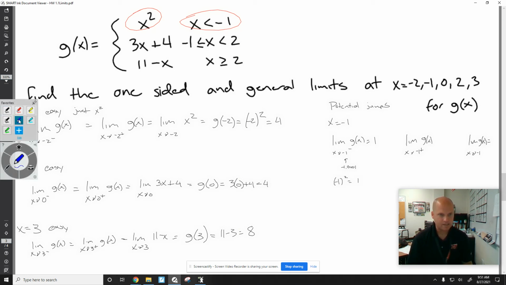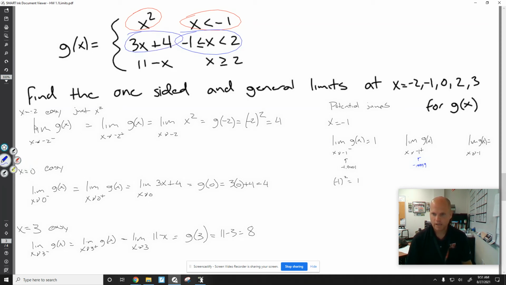If I'm just to the right of negative 1, like at negative 0.9999, I'm using this piece when x's are bigger than negative 1. This piece uses 3x plus 4. So I'm plugging in negative 0.9999 into 3x plus 4. But I'm getting closer and closer to plugging in negative 1, so we can just plug in negative 1 to see what y value we're going to approach. We don't have to use our calculator for this. I'm just going to plug in negative 1 into 3x plus 4. Get that y coordinate, 1, and that is our right-hand limit.